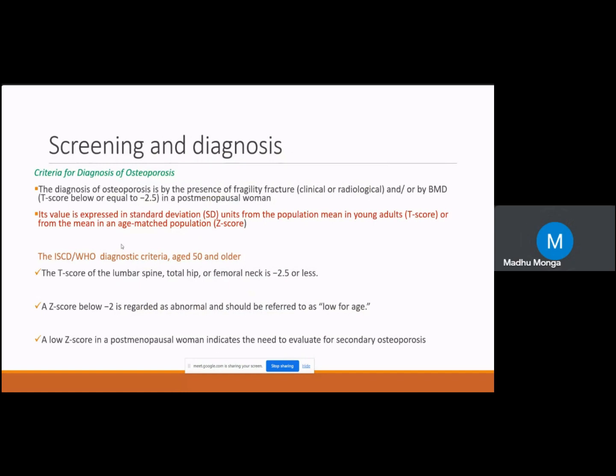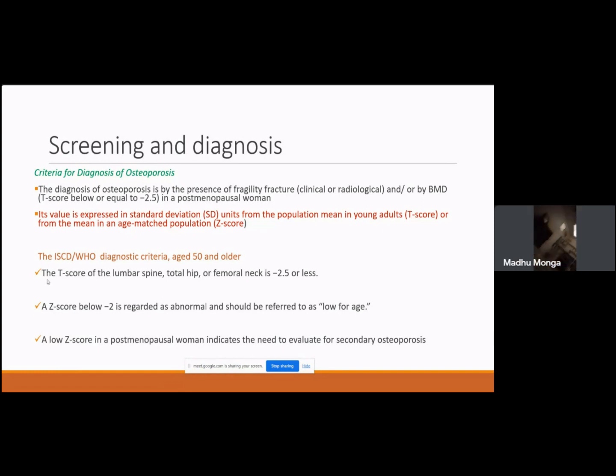And what is the criteria for diagnosis? Now, as a gynecologist, we might get a report of a DEXA scan, and it is important that we interpret it. It is diagnosed either by the presence of a fragility fracture, which is clinical or radiological, and or BMD scores. Now, these BMD scores are of two types: either a T score or a Z score. The T score is the standard deviation from the population of young adults, and the Z score is the deviation from the age matched population.